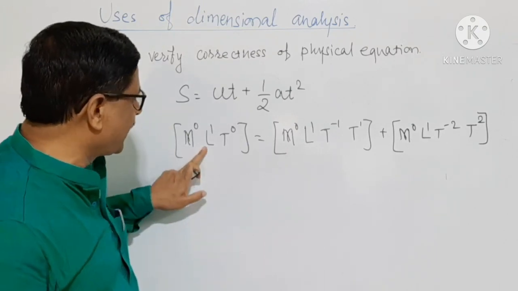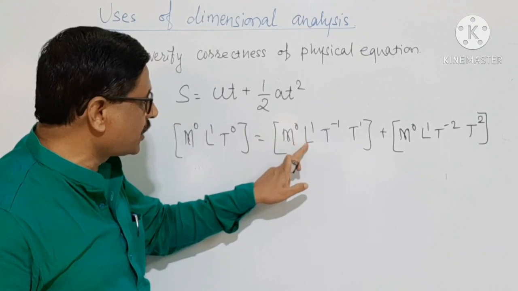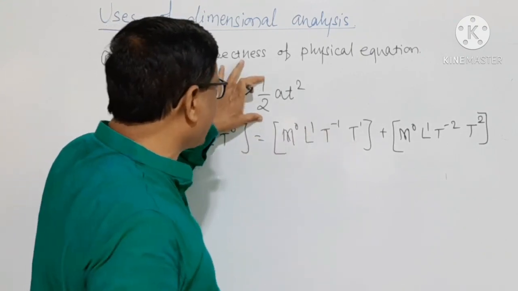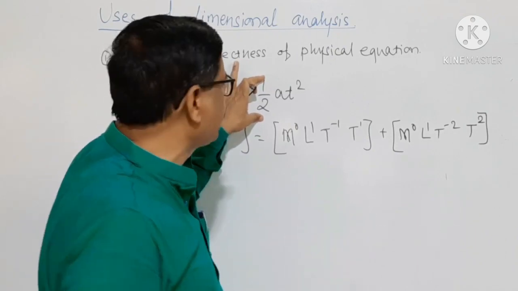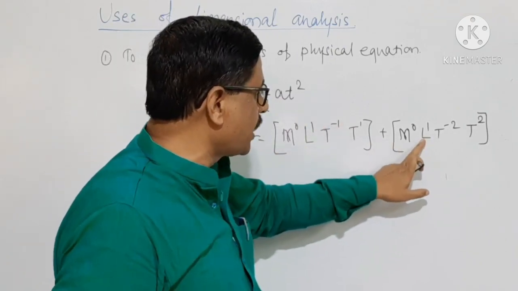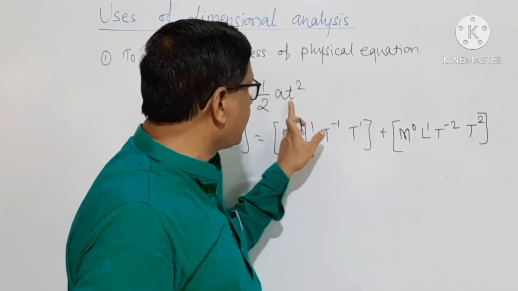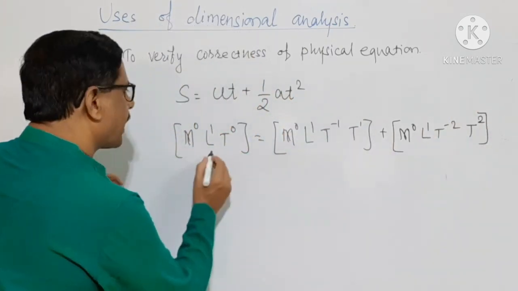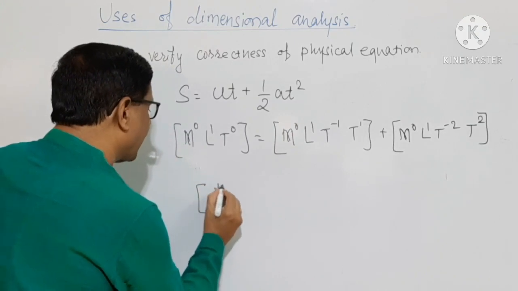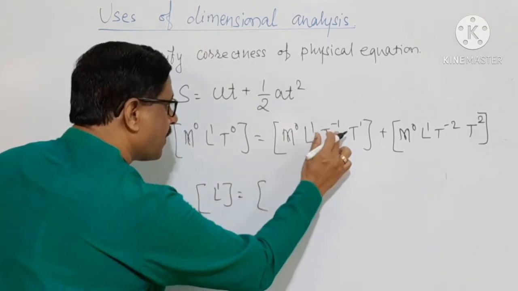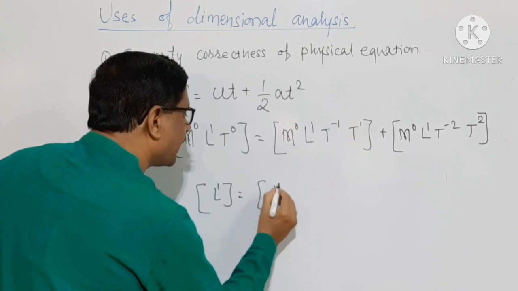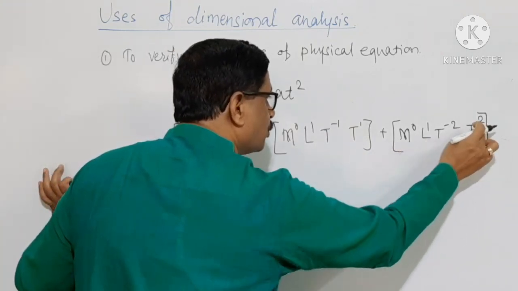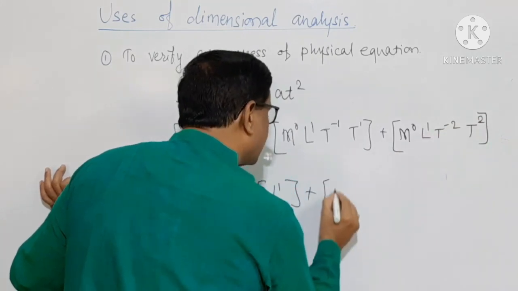S means displacement, which is L1. U means velocity, which is L1 T minus 1. T means time, T1. Half has no dimension because it is a constant, dimensionless. Acceleration is L1 T minus 2 and T square is T2. Using this, what you will see is that again here you will write L1 is equal to L1 T minus 1 T plus 1. Again it is L1. Now M0, L1, T minus 2, T plus 2. Again it is L1.